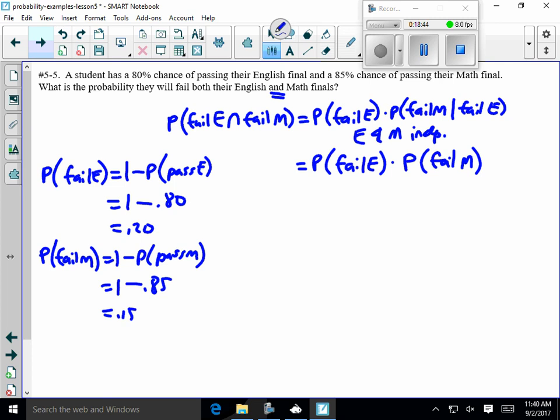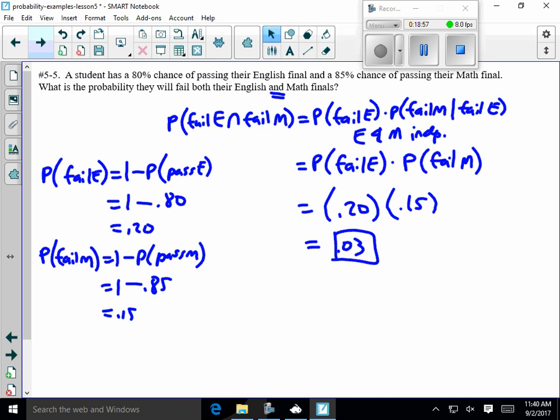So then this would be the probability of failing English, which is 20%, times the probability of failing math, which is 0.15. And so this would be 0.03. So there's only a 3% chance, if these probabilities are independent, that the student would fail both tests.